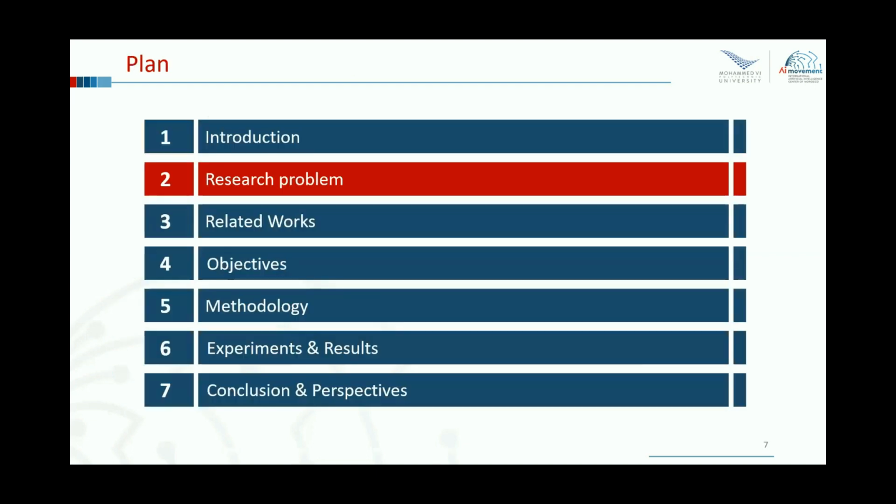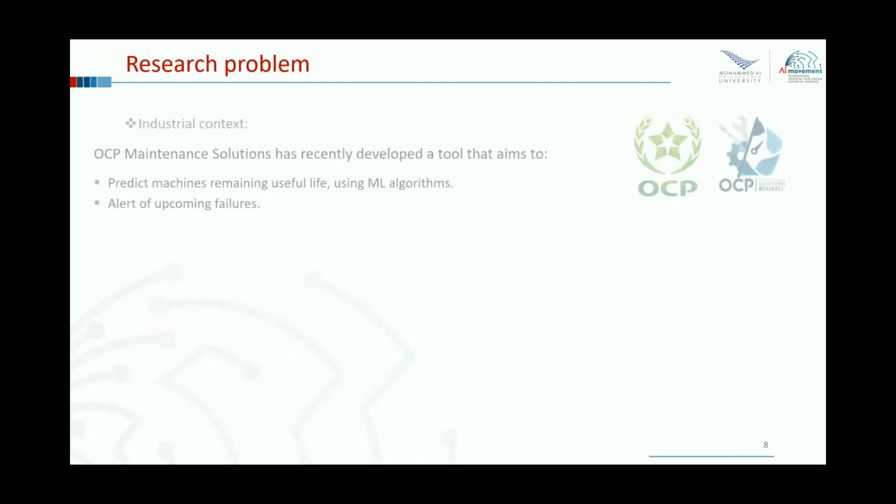So, passing to the research problem, as I said, this is a joint work between the Artificial Intelligence Center and OCP Maintenance Solution. We are trying to improve one of the tools that they have developed. This tool is aimed at predicting machines' remaining useful life using machine learning algorithms, and it also gives alerts to maintenance agents for upcoming failures.